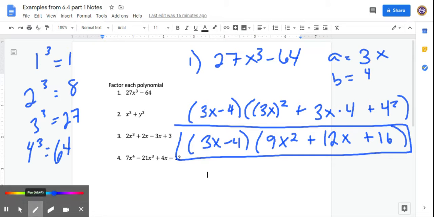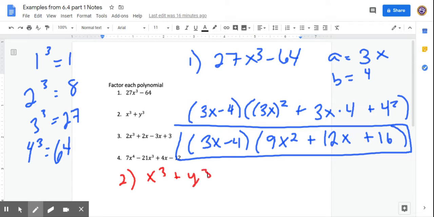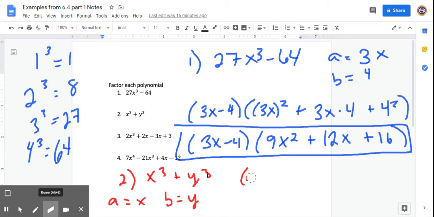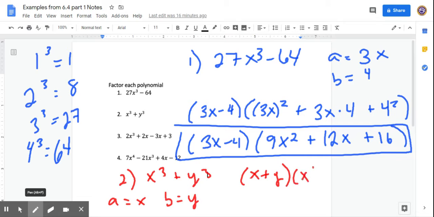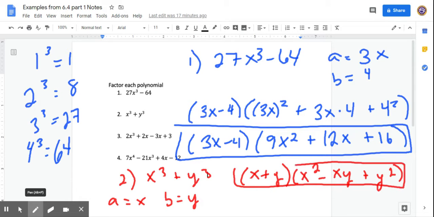So number 2, I think I can squeeze it in down here. So number 2 is x cubed plus y cubed. In this case, a is just x and b is just y. So you just have to substitute x and y in for a and b. So since it's the sum, it's going to be x plus y, and then x squared minus x times y plus y squared. So that's literally just substituting in x and y for a and b into our sum of two cubes formula.